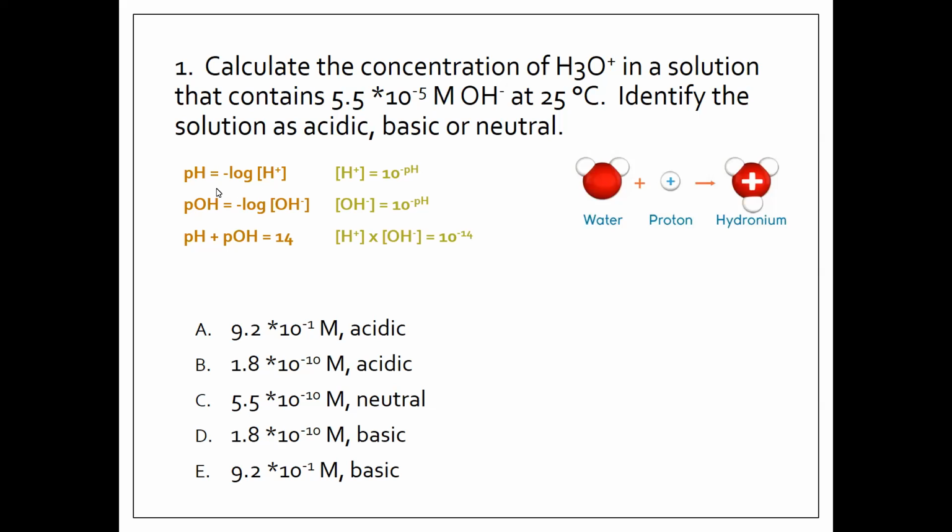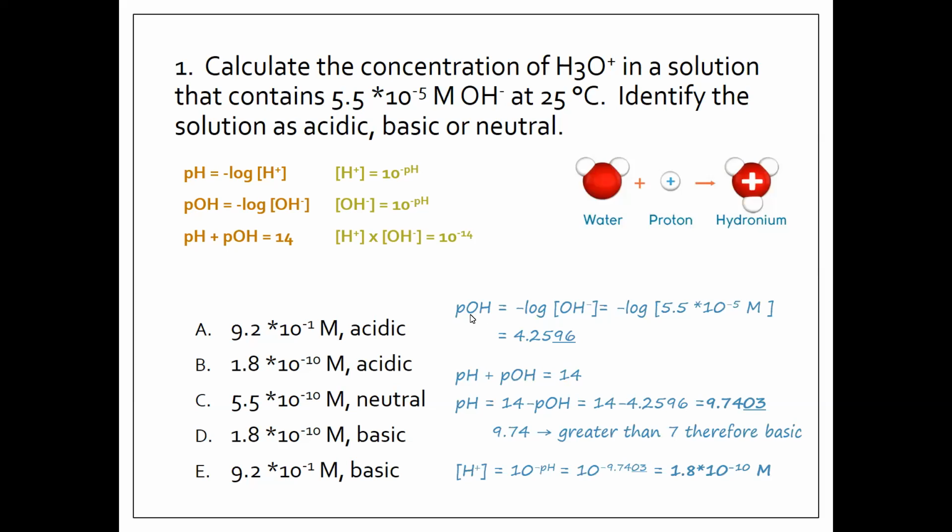So the pH is the negative log of the H+, and H+ we can use interchangeably with the hydronium ion. We also are given the hydroxide concentration. The pOH is the negative log of the OH, so I can find the pOH by taking the negative log of that OH concentration. Then because I know that pH plus the pOH equals 14, I can find the pH. Then I can take that pH and find the hydronium concentration by taking 10 raised to the negative pH. So that's my game plan here.